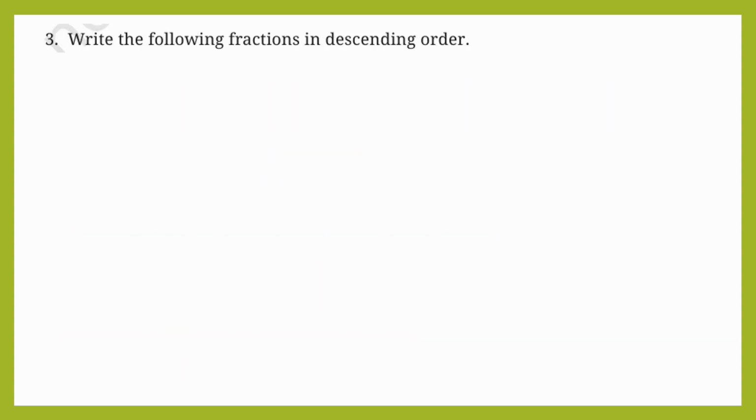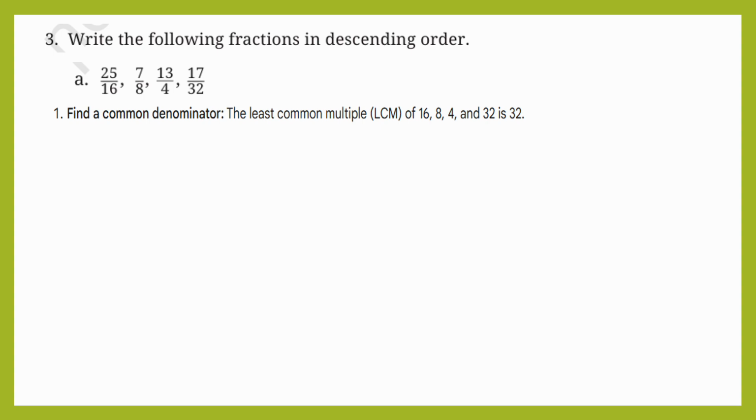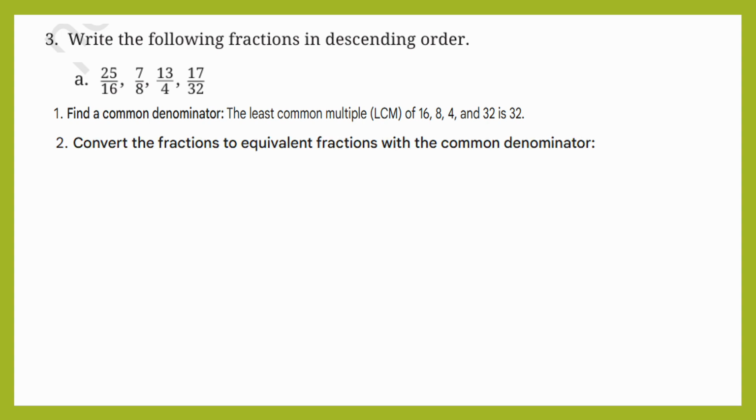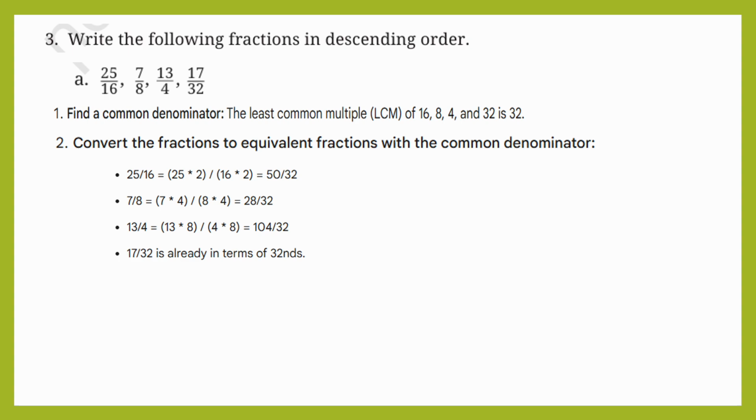Write the following fractions in descending order. 25 by 16, 7 by 8, 13 by 4, 17 by 32. First we have to find a common denominator. The least common multiple LCM of 16, 8, 4 and 32 is 32. So convert the fractions to equivalent fractions with a common denominator. So 25 by 16, you multiply both numerator and denominator by 2. Then you will get 50 by 32.